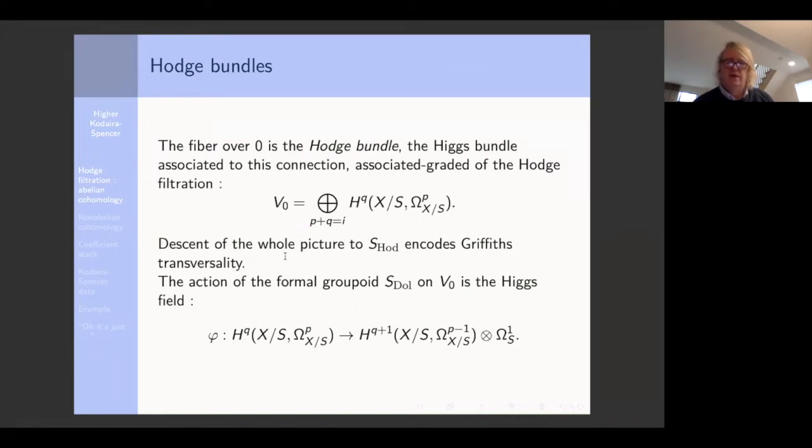And the fact that we have a descent of the entire picture to S Hodge, this encodes the relationship between the Gauss-Manin connection and the Hodge filtration, which is to say it encodes the Griffiths transversality relationship. And that's going to tell us that the action of the S Dolbeault formal groupoid on V0 is the Higgs field that you get in classical Hodge theory from H^Q of X over S with omega^P into H^(Q+1) with omega^(P-1) tensor omega^1 of S.